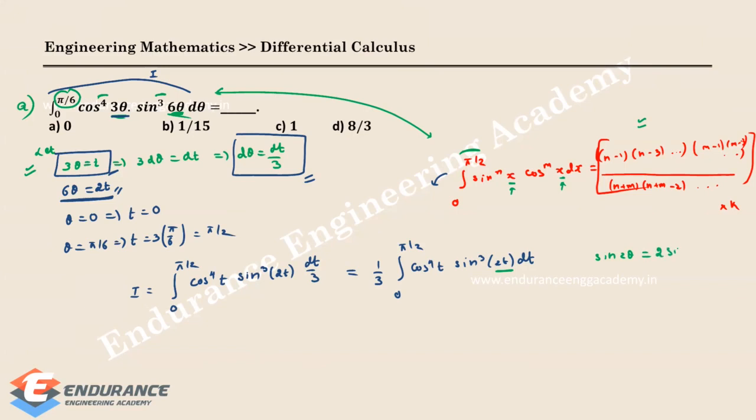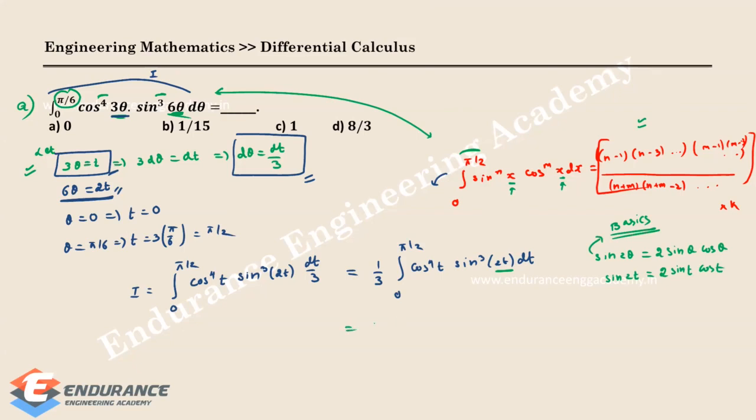2 sine theta cos theta. So here instead of theta, I have t. So sine 2t. See, these things I already covered in basics, so those who have not gone through the basics videos, please go through that. So sine 2t will be nothing but 2 times sine t cos t.